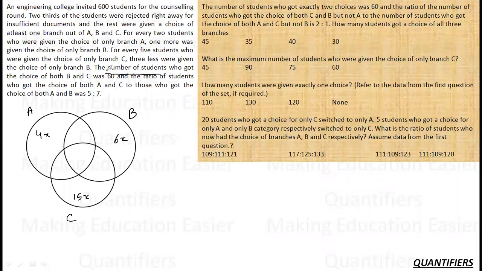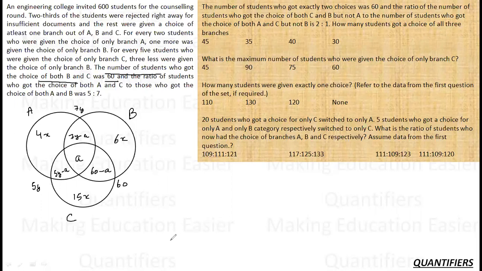The number of students who got choice of both B and C was 60. So both B and C, this is 60. Ratio of students who got the choice of both A and C, and to those of both A and B is 5 is to 7. So if this is 5y, this is 7y. Just to make my life a bit easier, because I know the total of the internal 7 elements, let me take it as a. So if this is a, this is 7y minus a, this is 60 minus a, and this is 5y minus a. Okay, basic as that.